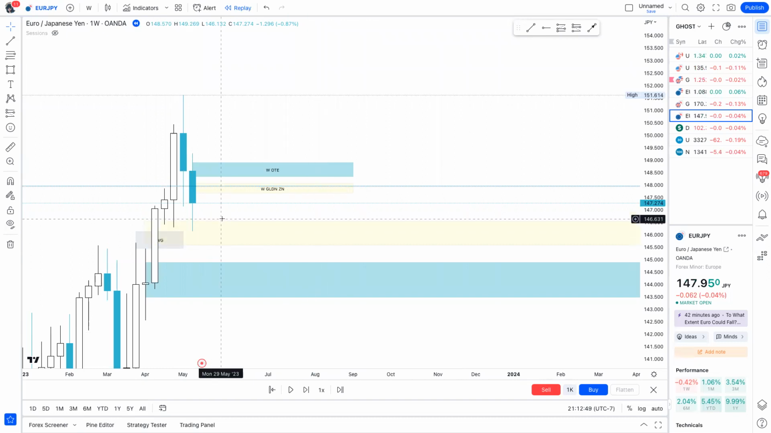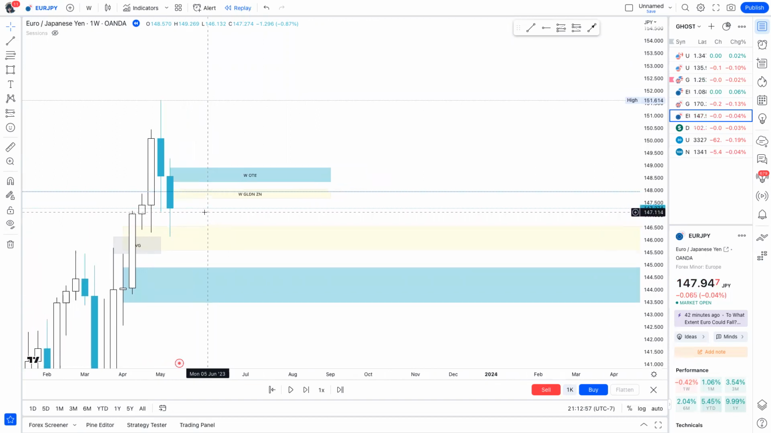Forex, the markets are fractal. They do the same thing over and over and over again. They might have a slightly different appearance, but that's not going to matter to us because we know what to track, right?